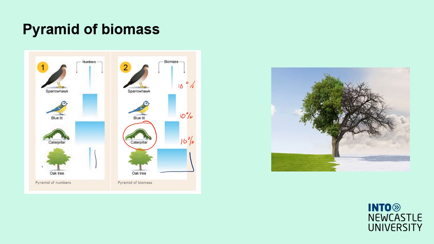There are problems with pyramids of biomass. You do get differences based on seasons. So if you look at a tree here, the biomass of a tree in the summer is much higher than the biomass of a tree in the winter. So to overcome this, ecologists try to measure the biomass over a longer period of time.